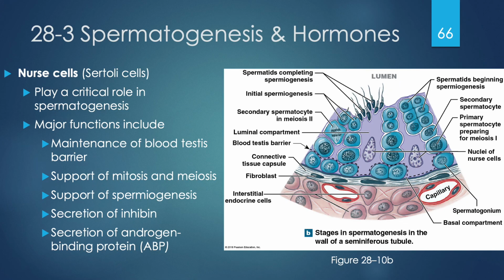These Sertoli cells, or nurse cells, are there to play a very important role in spermatogenesis because they help to support the whole entire process. They do this by maintaining a blood-testis barrier to prevent toxins and other substances from affecting the development of sperm cells. They also support mitosis and meiosis. They support the whole process of spermiogenesis, which is the maturation of sperm cells. They secrete inhibin, and they also secrete an androgen-binding protein.